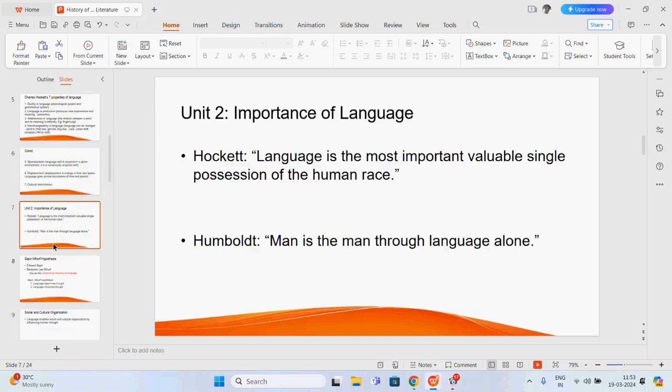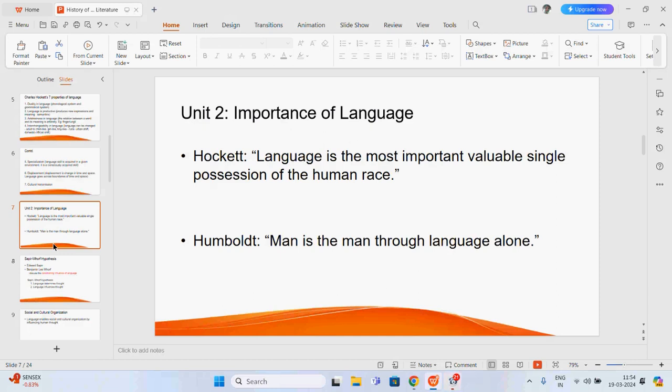With this, we come to Unit 2. As I told you, Unit 1 is purely introductory. It is just introducing you to the study of language. Unit 2 continues with this introductory information. It tells us about why language is important. So both Unit 1 and 2 are purely introductory units where specific information is not being shared.